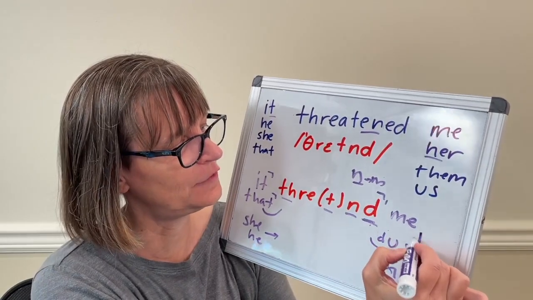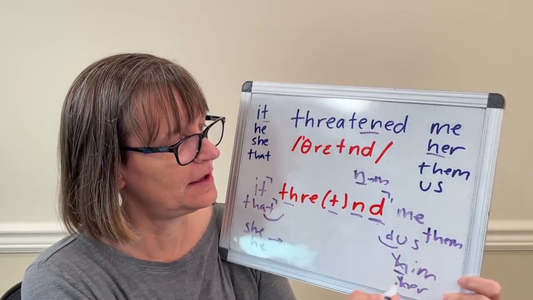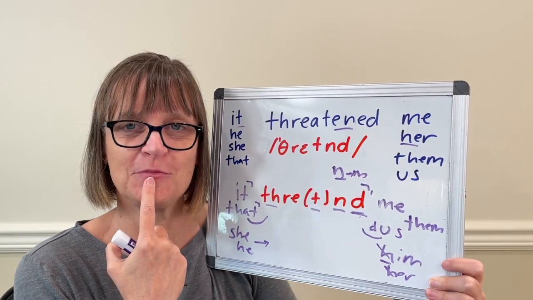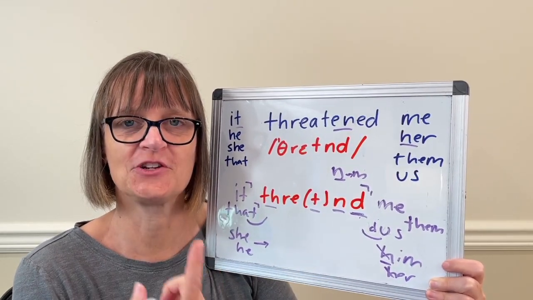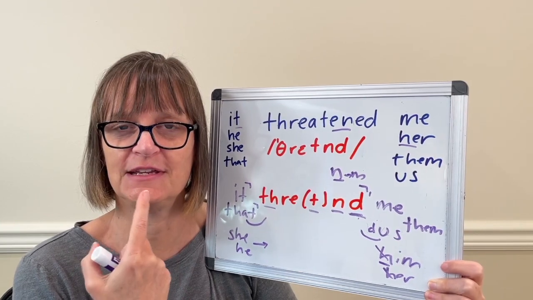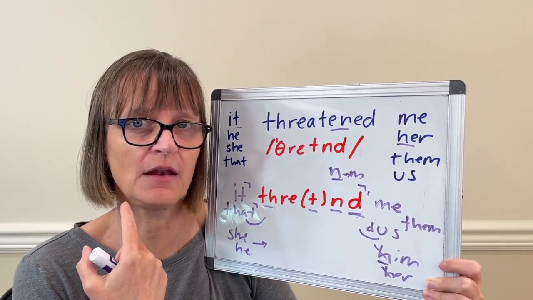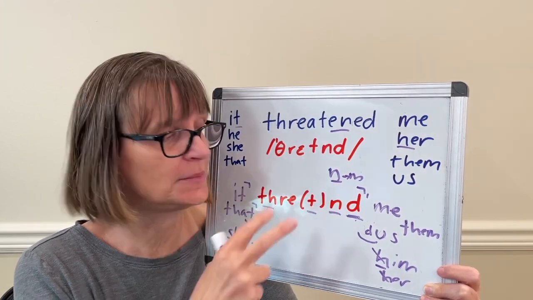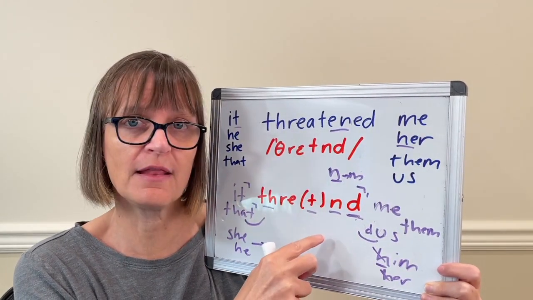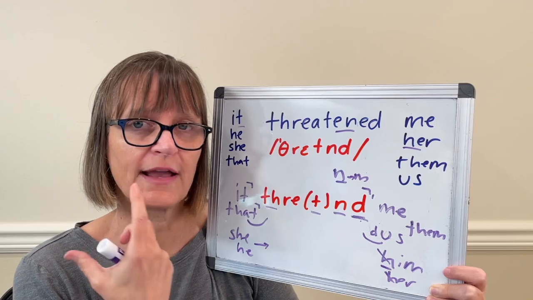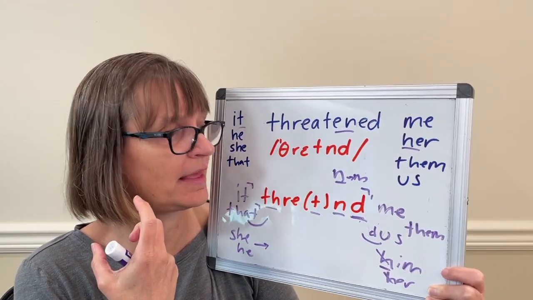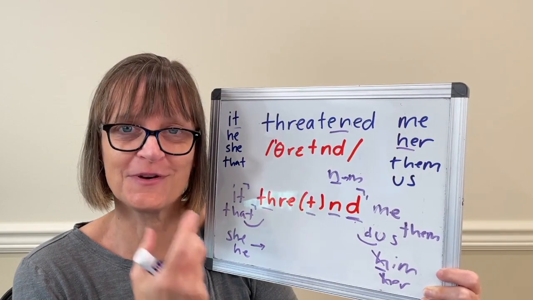Finally, if we move to something like we threatened them, I'm again having to move from my D to my TH, and so I'm going to make the D in a slightly different position. Threatened them. I might drop the D a little bit and make my N short, threatened them, or I can do a small d, threatened them. So that's probably one of the tougher ones.